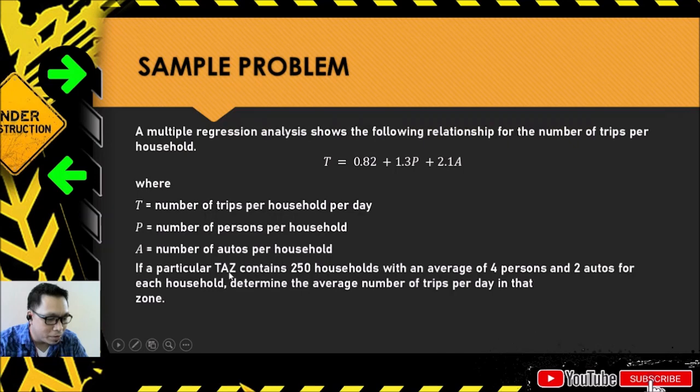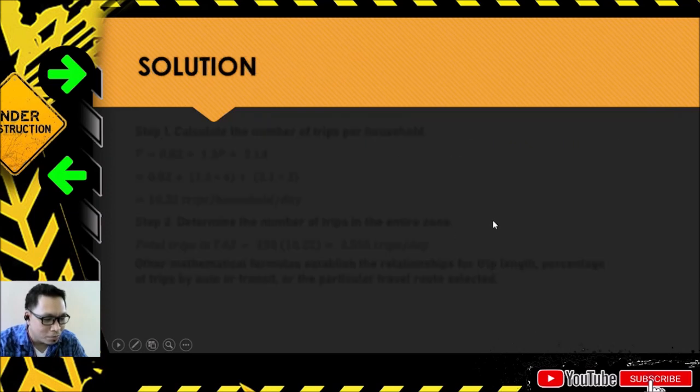Given that a particular traffic analysis zone contains 250 households with an average of 4 persons and 2 autos for each household, determine the average number of trips per day in that zone. Okay, so to determine the number of trips per day in that zone, we can use this formula. Given that we have 4 persons and 2 autos for each household, and there are about 250 households.